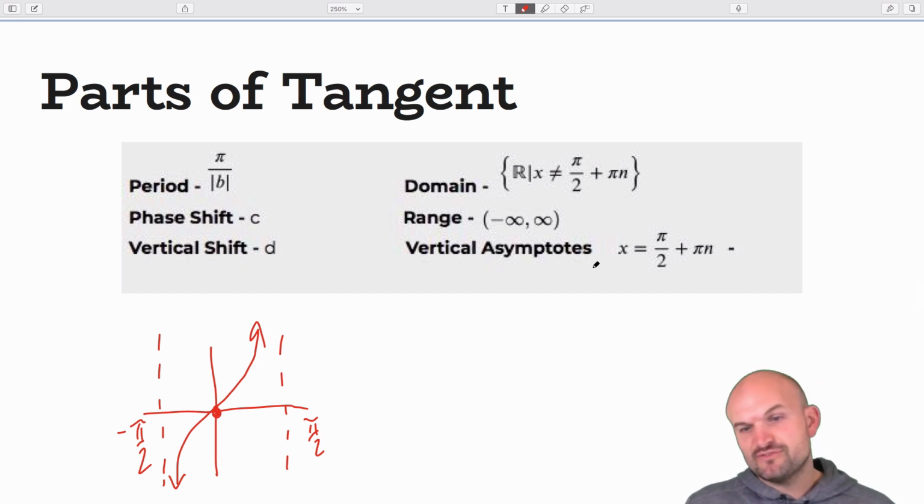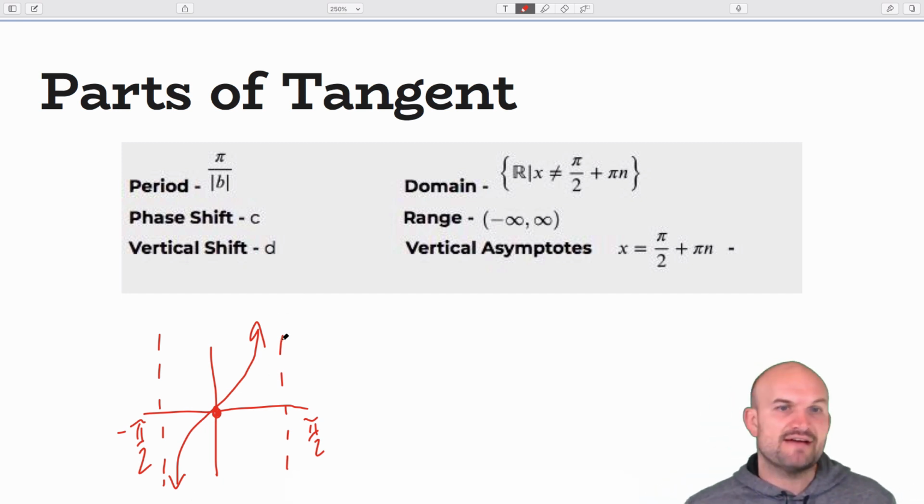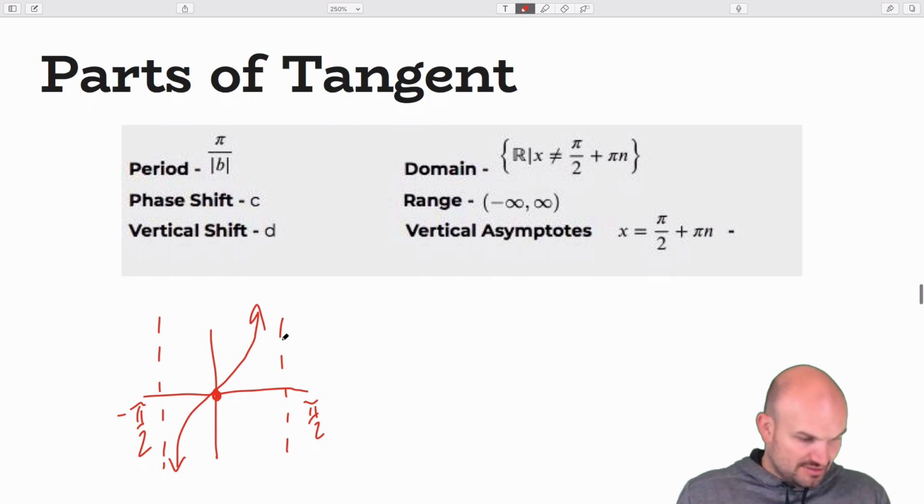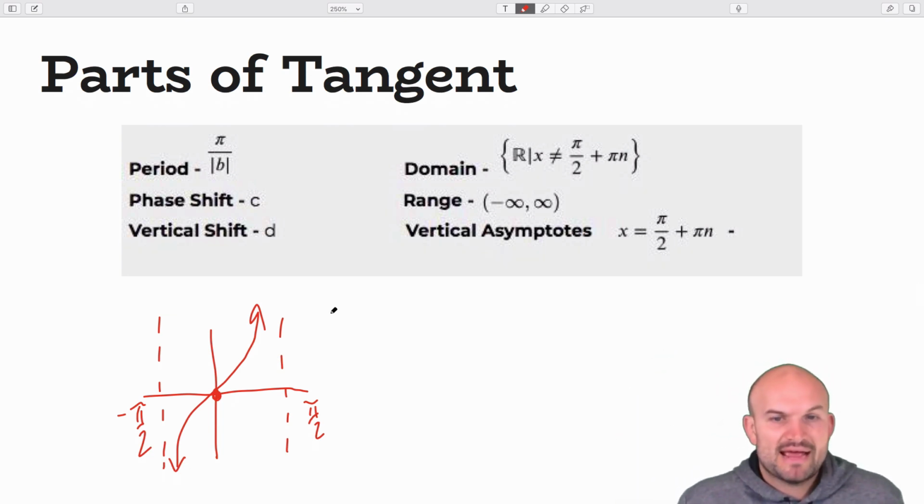Now, we already talked about the vertical asymptotes. That's going to be pi halves plus pi n. The range, this one's kind of nice, is from -infinity to infinity. That's why there's no amplitude here. Because if you look at the definition of amplitude, it's the half distance from the max to the min, right? Well, there is no max and min for tangent, right? It goes down and it goes up. So in this example, there is no amplitude.